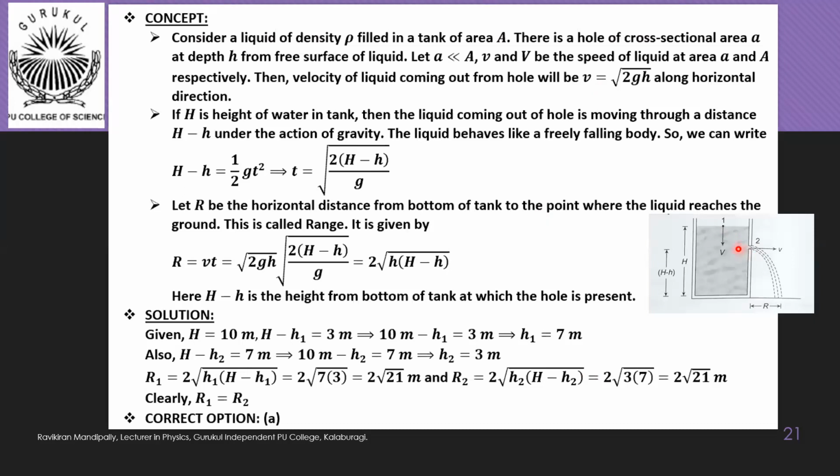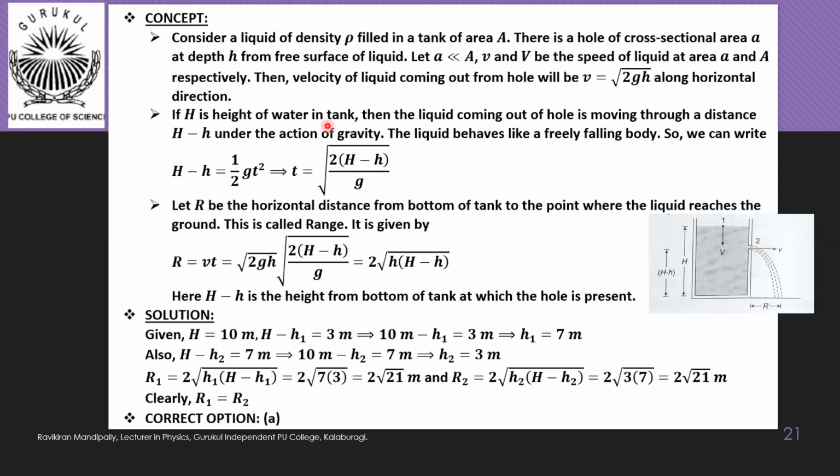So now it is as good as a horizontal projectile. If you project a body from a height along with horizontal velocity, the same situation will be there. The horizontal velocity remains the same throughout its path, and as the liquid is moving down in vertical direction, its velocity will increase. That is, it behaves like a freely falling body. And the liquid is going to fall through this distance, capital H minus small h.